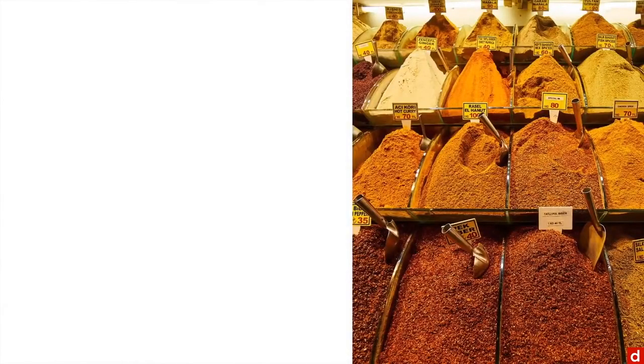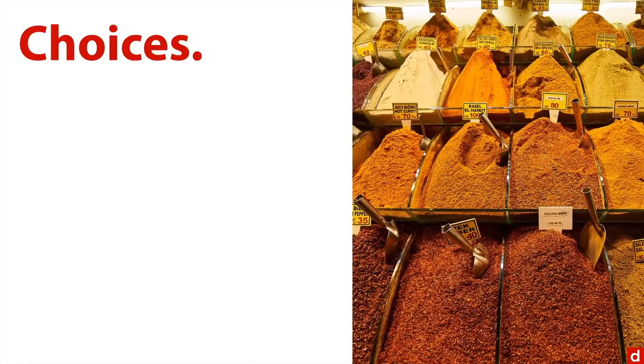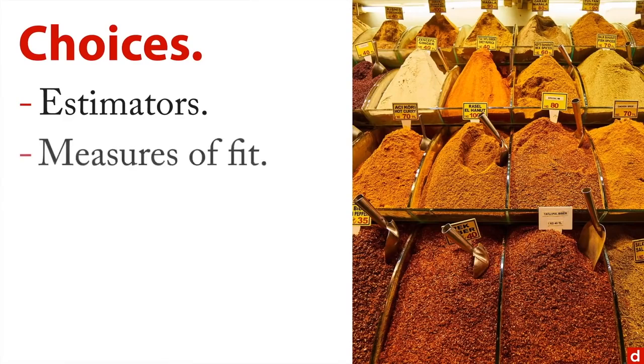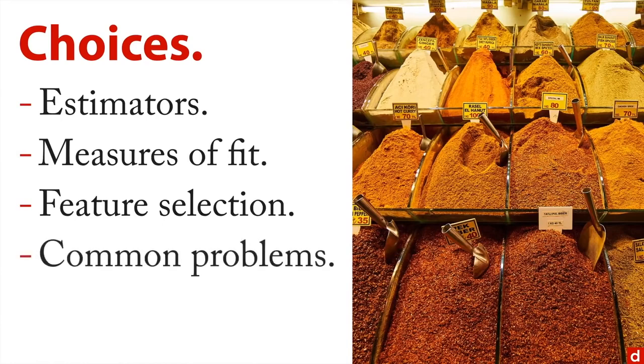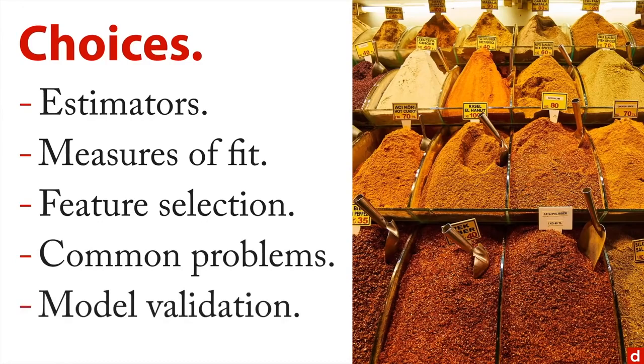There are a lot of choices that have to be made, and some of the things I'm going to discuss in detail are, for instance, the choice of estimators, that's different from estimation, different measures of fit, feature selection for knowing which variables are the most important in predicting your outcome, also common problems that arise when trying to model data, and the principles of model validation.